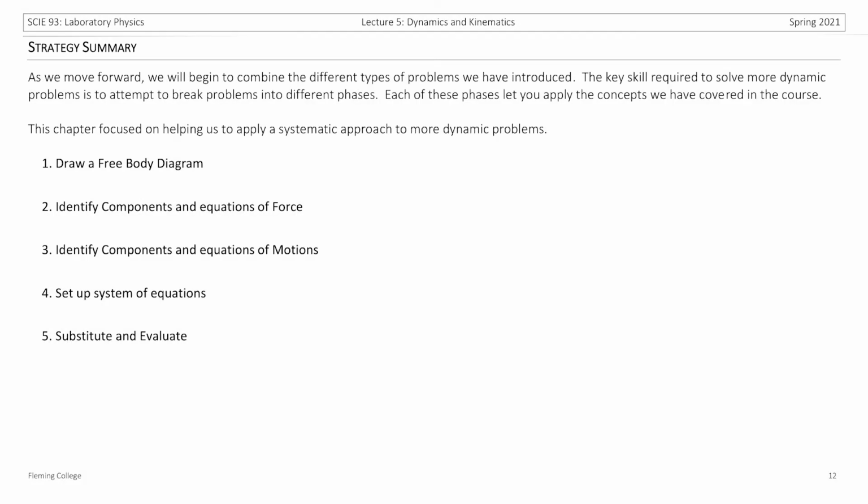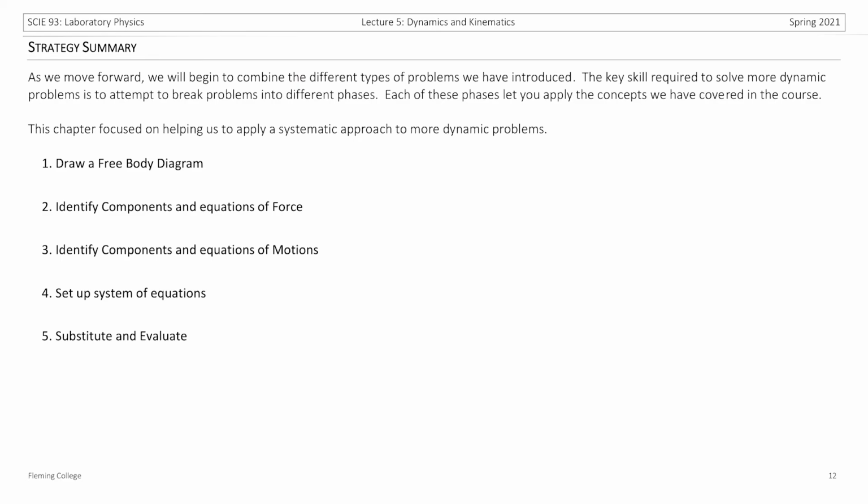As we move forward, we will begin to combine all of these components of motion. So while we only looked at a few scenarios today, you could have any combination. And you will in fact see that your textbook has questions that take free-falling objects and pulleys and ramps and frictions all in the same problem. This does not change your approach. We will still use the same 5 phases. The key skill to solving more dynamic problems is being able to concentrate on the phase you are in.